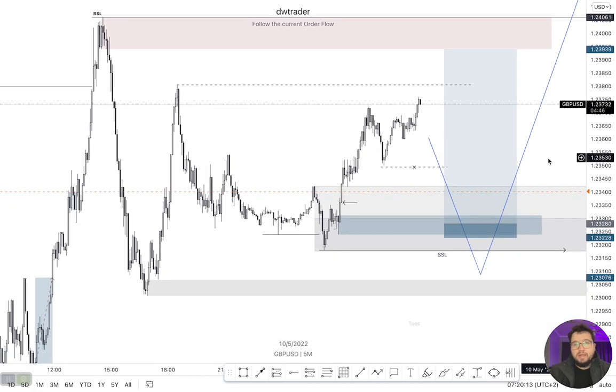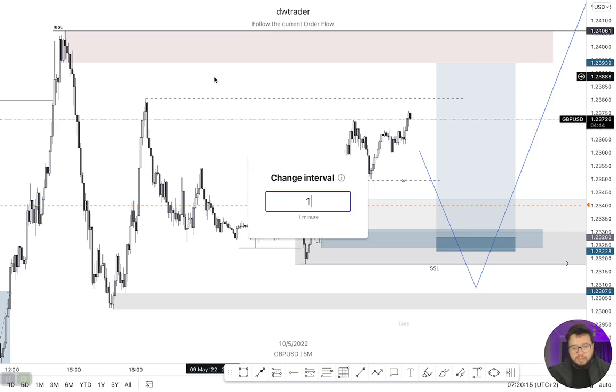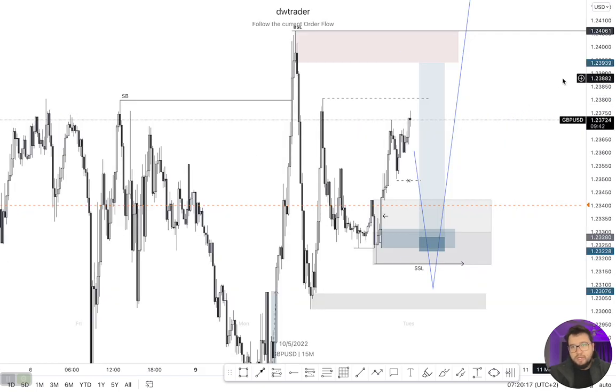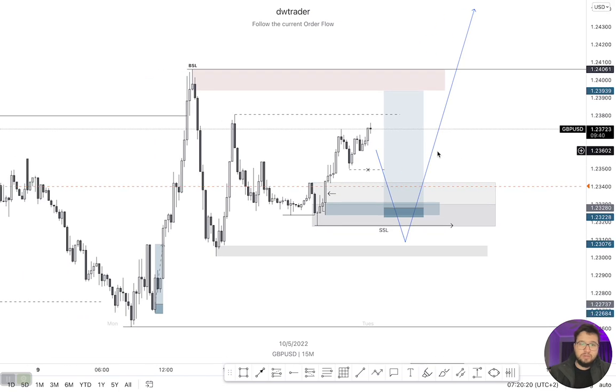So that is my trade idea, guys. That's what I'm looking at. That's how I'll be approaching the markets today. Be patiently waiting for something to align with this.